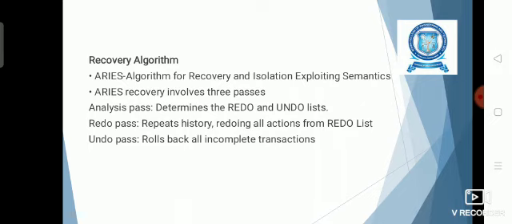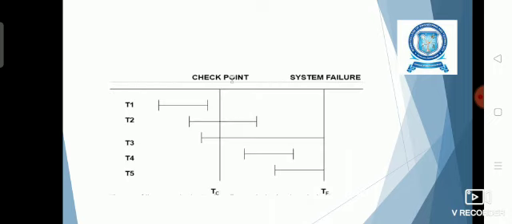After that, in the redo pass, it will redo all the transactions which are decided for the redo operation. That is, all the transactions present in the redo list will be redone. And in the undo pass, it will take all the transactions in the undo list and all those transactions will be rolled back. And now we can see one example.